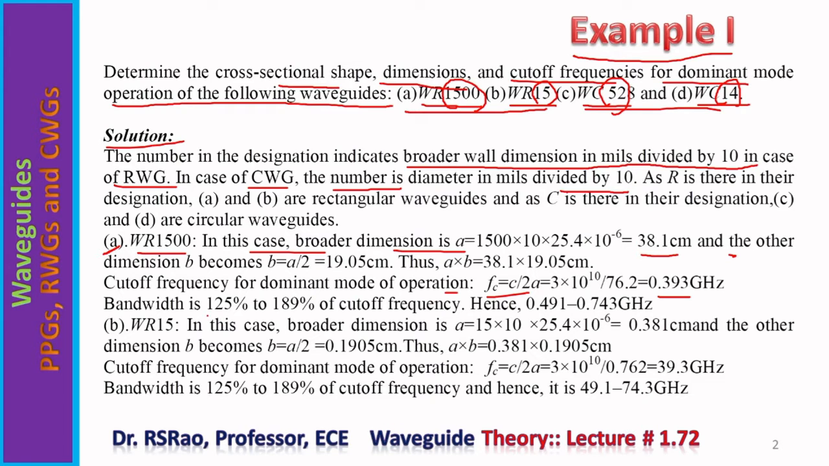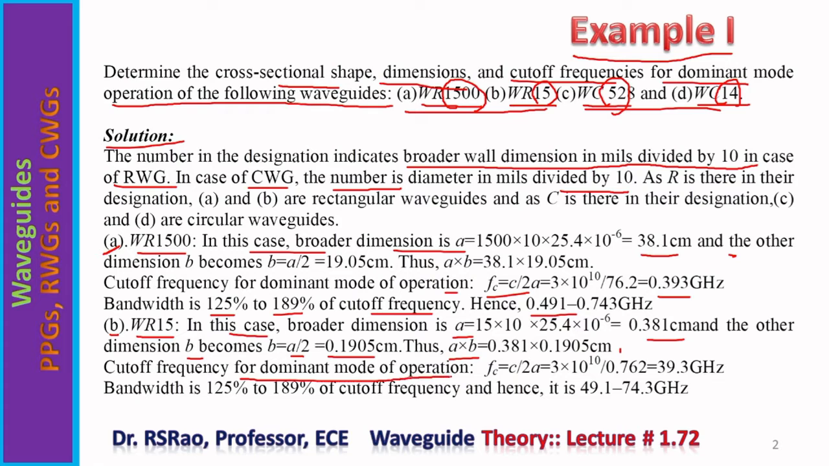Bandwidth is from 125% to 189% of cutoff frequency. Hence, it is from 0.4912 to 0.743 gigahertz. B, when the waveguide is WR15, in this case, broader dimension A is equal to 15 into 10 into 25.4 into 10 power minus 6. It comes out 0.381 centimeter. The other dimension B is A by 2 equal to 0.1905 cm. A by B, therefore, these are dimensions, 0.381 by 0.1905 cm.